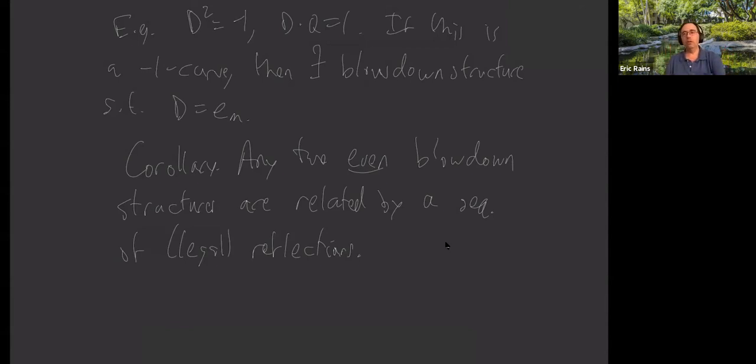Okay, so what we see basically is that the blowdown structures, therefore, are something like a homogeneous space for this big reflection group.